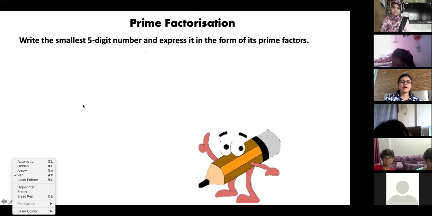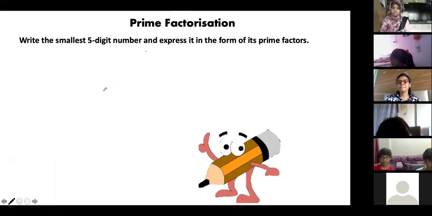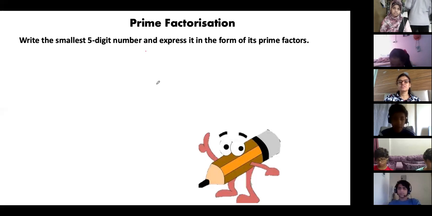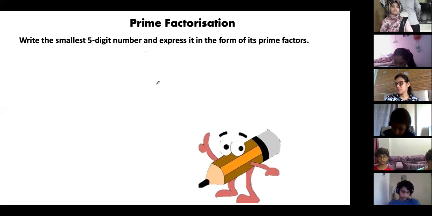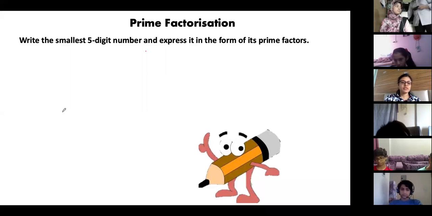Ma'am, has anybody completed? Ma'am, I completed. Yeah, tell me. Ma'am, I also completed. Give me the answer. 2 raised to 4 and 5 raised to 4. Okay, that means 4 2s and 4 5s, right? Yes. Let me check the answer.